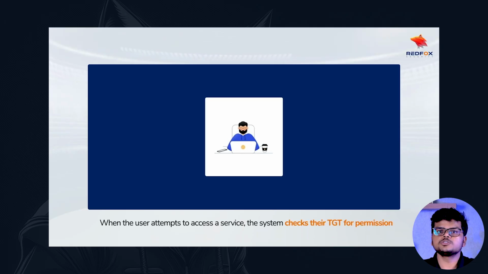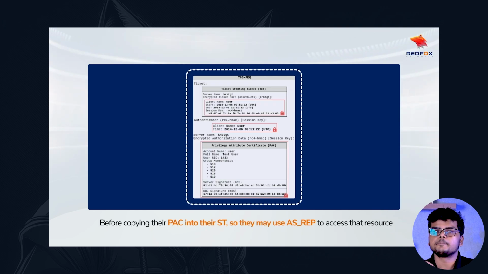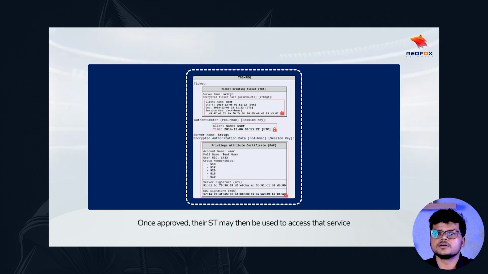When the user attempts to access a service, the service checks their TGT for permissions before they copy their PAC into their service ticket, so they may use it to access the resource. Once approved, their service ticket may be used to access the service.